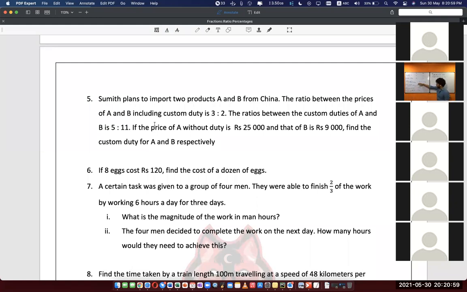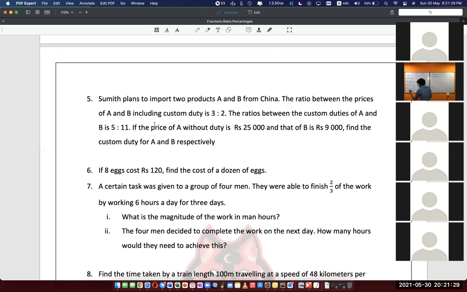So I know the price of A without duty is 25,000. Price of B without duty is this much. Price of A is this much. Price of B is this much. Custom duty of A is this much. Custom duty of B is this much, right? Now it is simple, right? Anyone can do that now. So I know the price of A. This is with duty, okay? I took the final price including custom, so let me write it like with duty.